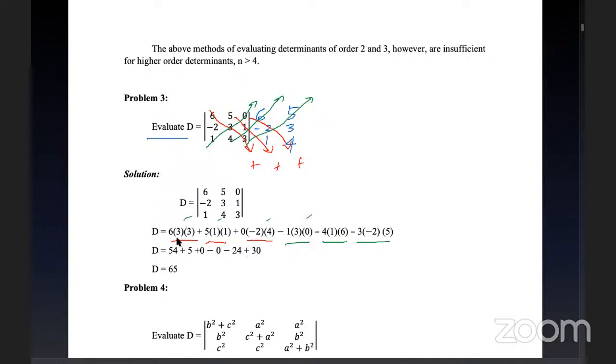Okay. 6 times 3 times 3 is 54. 5 times 1 times 1 is 5. 0 times these elements, 0. And may 0 dito. So 0 din tong term na to. 4 times 6 is 24. 5 times 2 is 10. Times 3 is 30. So negative times negative, positive. Now, we add 54 plus 5, and then plus 30, and then subtract 24. So we have 65 as our answer.